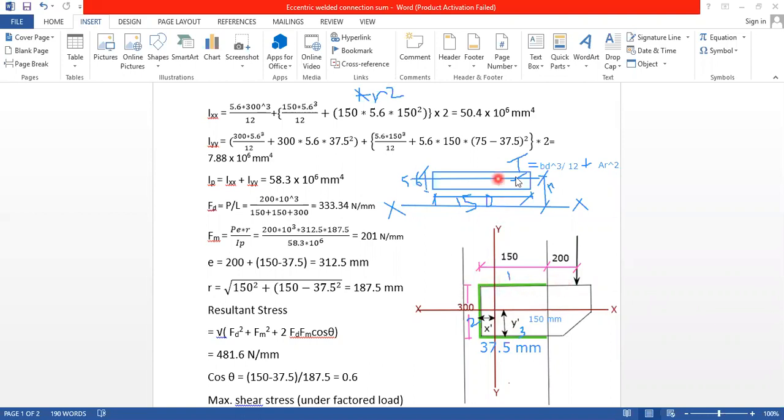Okay, so my r here will be this AR square. The r here will be 150 mm. Why? Because this x-x axis is lying at a distance of 150 mm from the strip 1. So that is how we are calculating the moment of inertia.